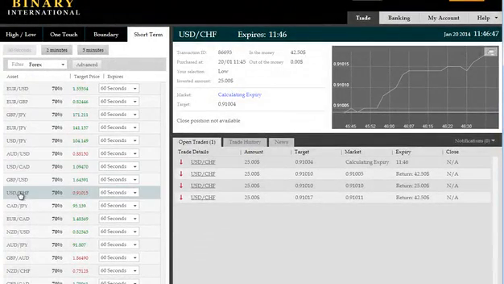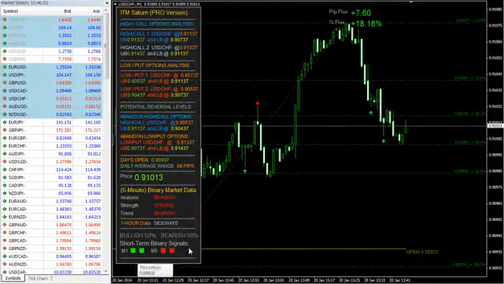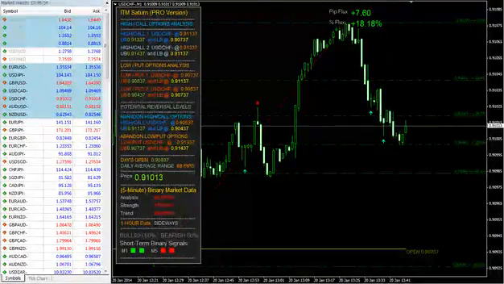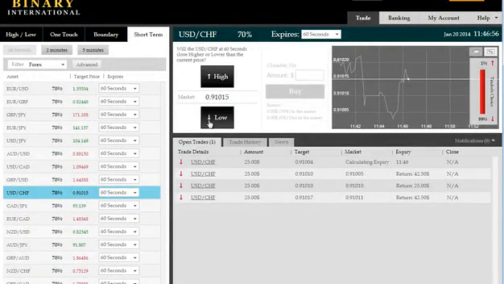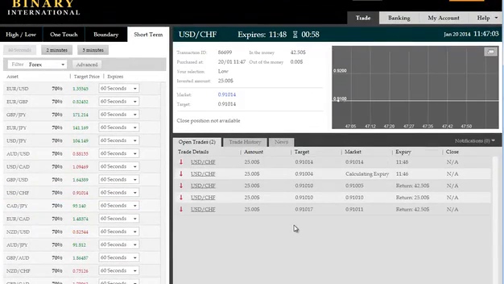So this is expired out of the money. Quickly going to US dollar Swiss franc, and we still have a bit of resistance up there, but M5 probabilities are bearish, strong bearish. So we're going to go low and go for a $25 trade again, just to see if the M1 dominates and turns M5 into bullish as well.